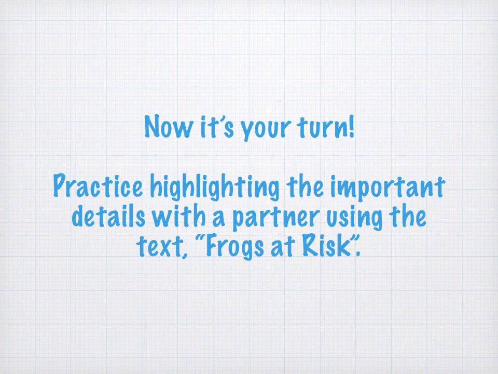Alright, now it's your turn. So you're going to get together with a partner and then come and get your Frogs at Risk practice page. You're going to practice highlighting the important details with the partner. You can either come and get the answer sheet from your teacher, or there's going to be a QR code printed on that. So after you finish highlighting all the important details, go ahead and scan that QR code and it'll come up with the answer key and you can compare your answers. All right, good luck.